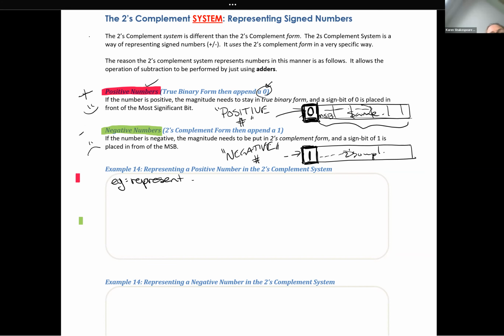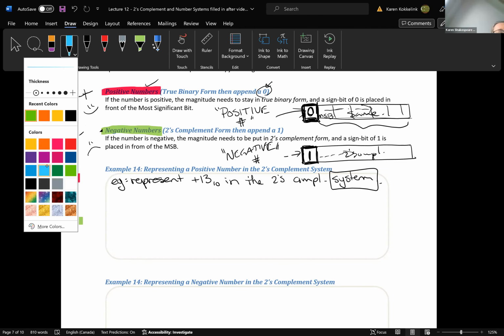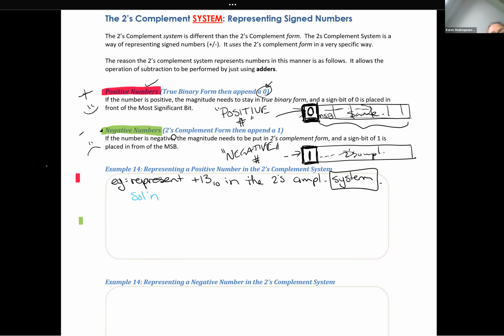Represent positive 13 base 10. So that's a decimal number, which, you know, humans speak decimal numbers. So 13 base 10 in the 2's complement system. I said system. I did not ask for the 2's complement of 13. I said represented in the system. So the solution to this would be, I would keep it in its regular binary form. And then I would append a sign bit of 0.